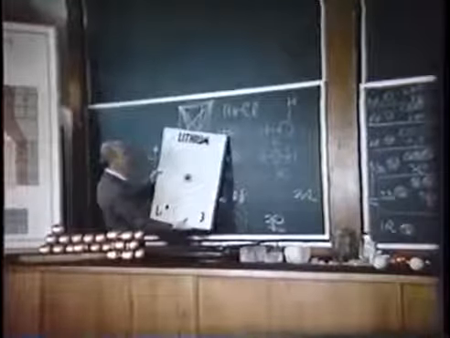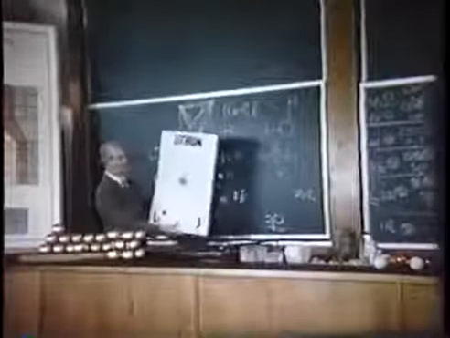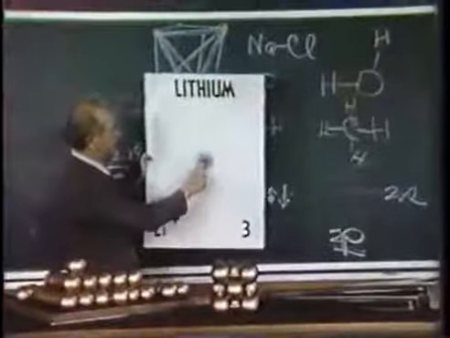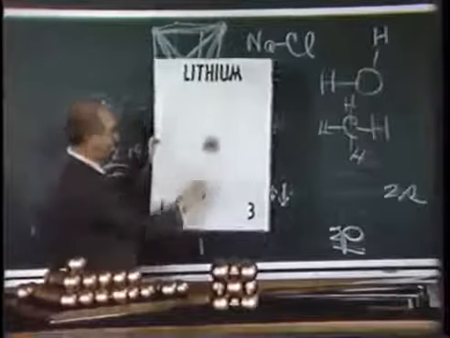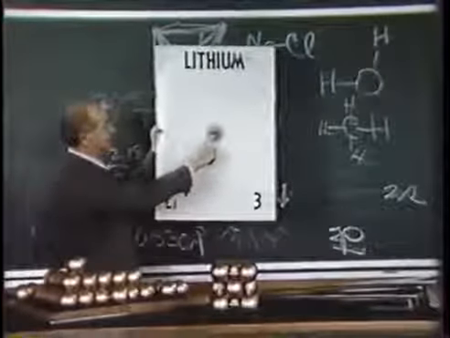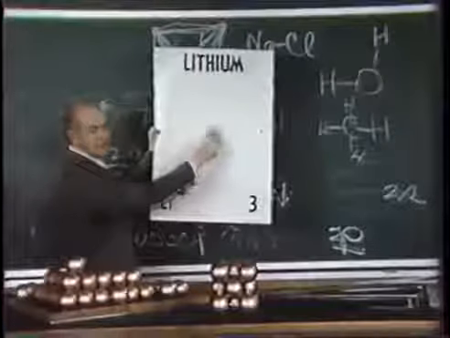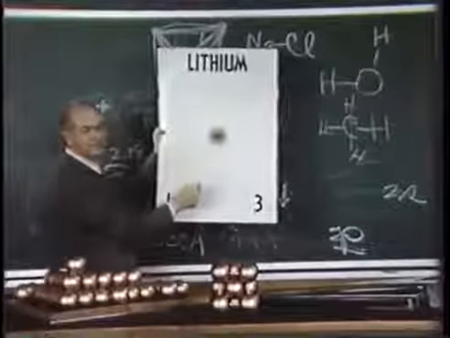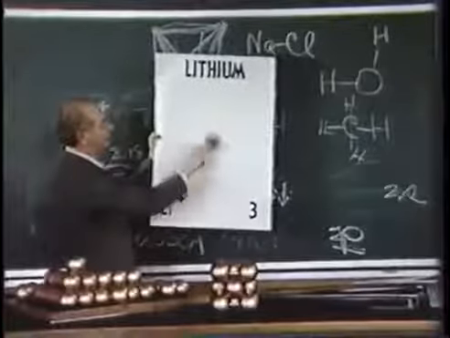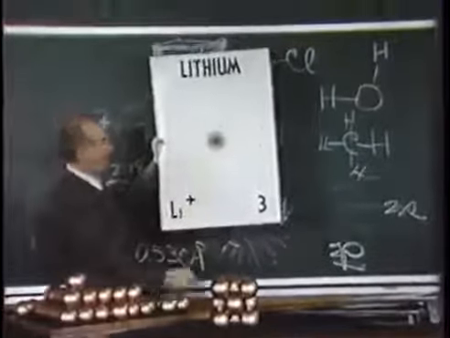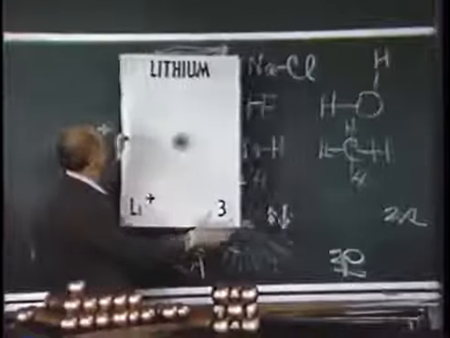Here I have the drawing of lithium. The nucleus at the center, the lithium ion, Li+, the nucleus at the center, and then 2 electrons constituting a completed helium shell that move in and out and have a distribution in space that is indicated by this drawing.